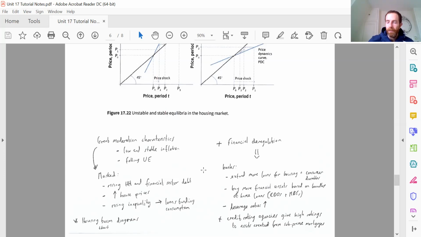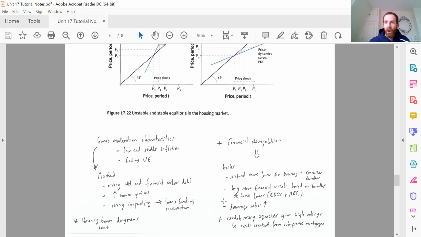Removing some of the costs of doing business, some of the bureaucracy, some of the regulation. And this, particularly important for the financial crisis, happened in the financial sector. So the combination of financial deregulation and rising house prices, from commercial and investment banks' perspectives, meant they started to extend more loans for housing and also for other consumer durables, cars, furniture. So banks started to loan out a lot more, but they also started to buy more financial assets, in particular assets that were based on bundles of home loans.